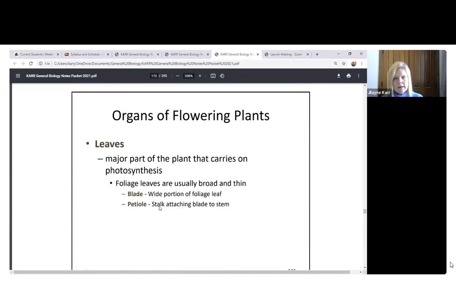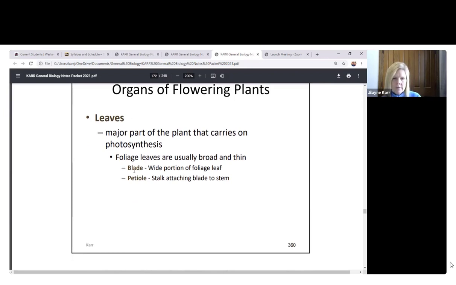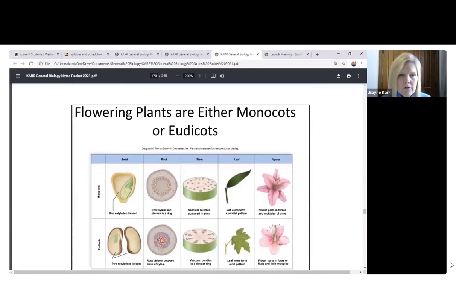And like we said, the leaves are where photosynthesis occurs. So we need to expose the leaves to sunlight and have a nice broad leaf to trap that sunlight and turn that into oxygen and carbohydrate. So when you look at parts of the leaves, the petiole is the tiny little stalk that attaches the leaf to the stem, and the blade is the wide portion where that photosynthesis occurs.